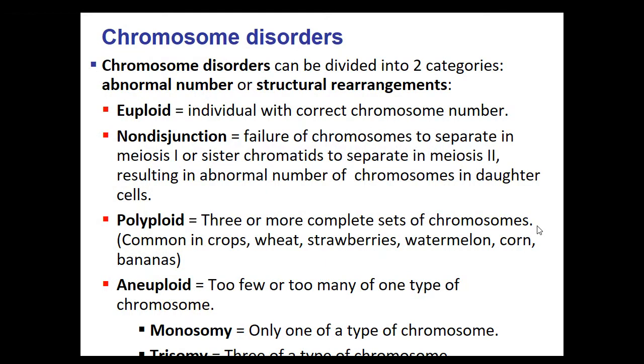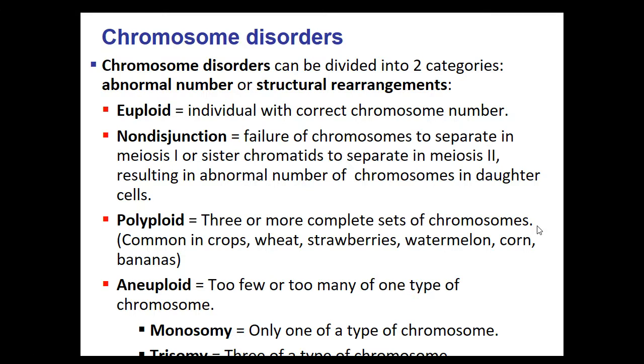So I already mentioned that mistakes can happen during the cell cycle. When chromosomes are being copied in the S phase of interphase, when the cell's getting ready to divide, the cell can make mistakes. So one of the sister chromatids will not be exactly the same as the other. They're supposed to be identical, but if the cell makes a mistake, that would be a mutation.